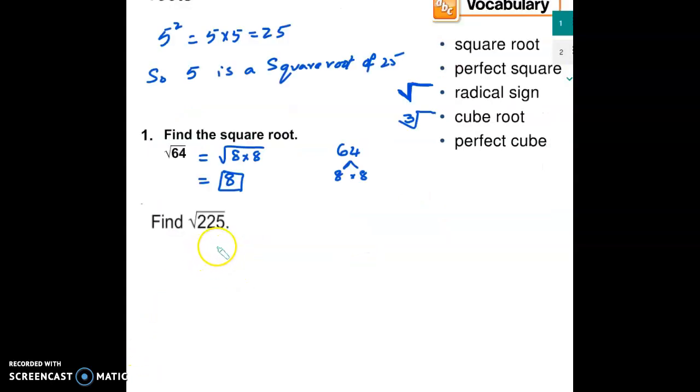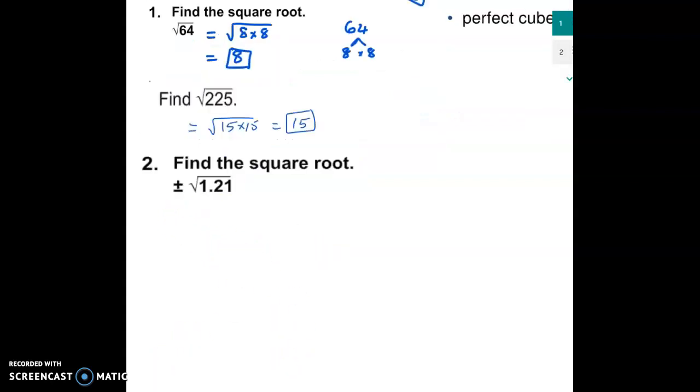Let's look into another example, the square root of 225. Now I'm looking at 225. What two same numbers can you multiply to get 225? Obviously I can say it's 15, because 15 times 15 is 225. So my square root of 225 is going to be 15.